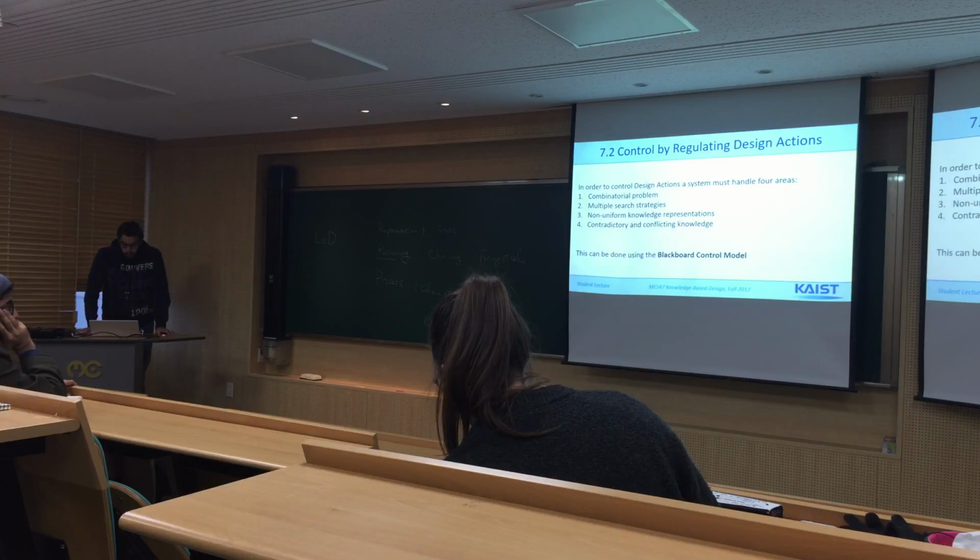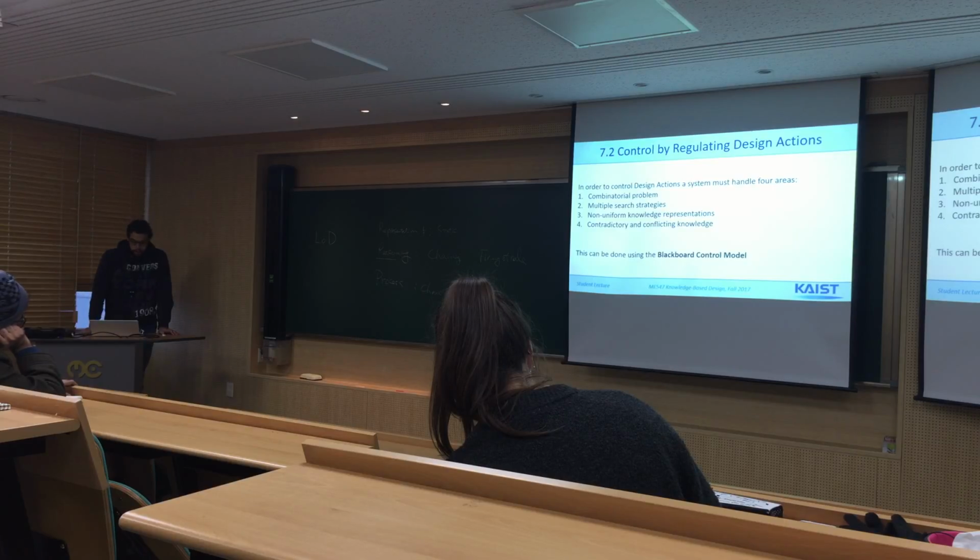If we want to control design actions, we need a system that can handle four main areas, which are listed here. We have to handle the combinatorial problem, multiple search strategies, non-uniform knowledge representation, and contradictory and conflicting knowledge. All this can be done using a Blackboard control model.